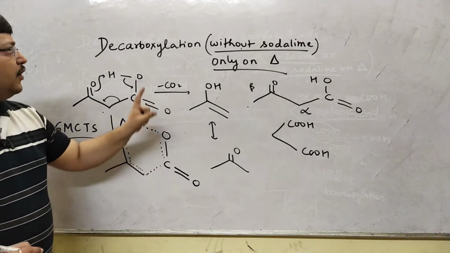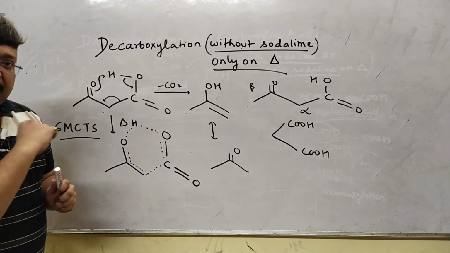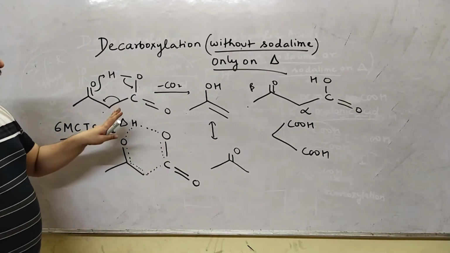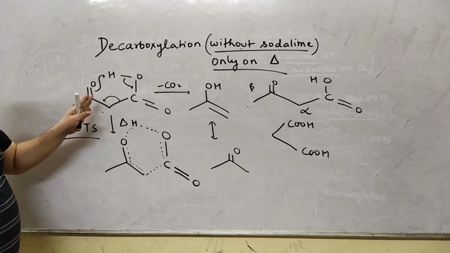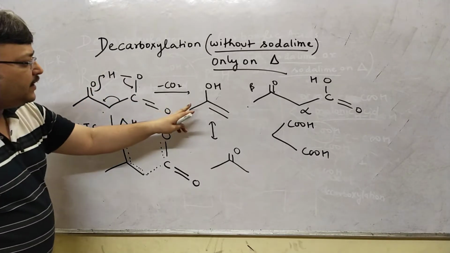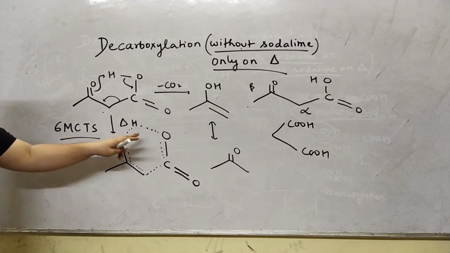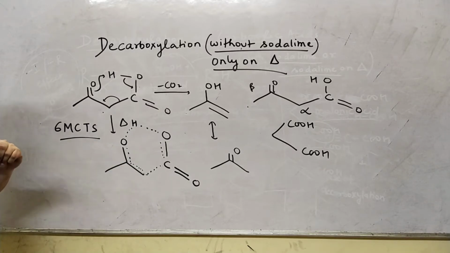I can do this for gem dicarboxylic acid. I can do this for beta gamma unsaturated acid. Again, you will want to copy this at your convenience. I hope you're understanding me. Carbon dioxide gone, OH, a pi bond here, this will tautomerize. And I repeat, a 6-membered cyclic transitory state is facilitating it.